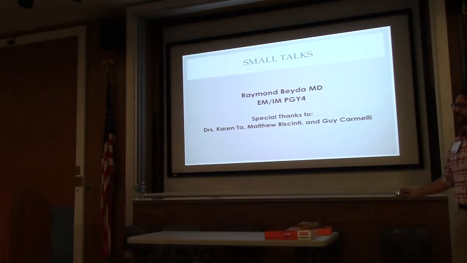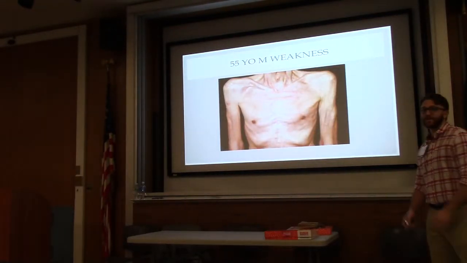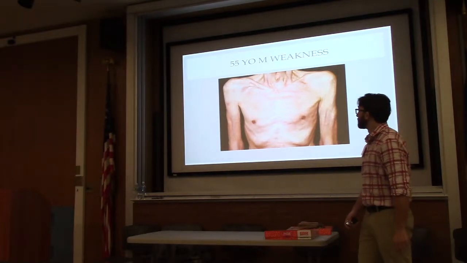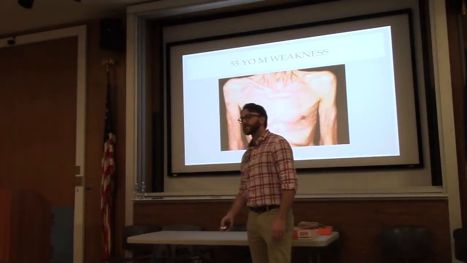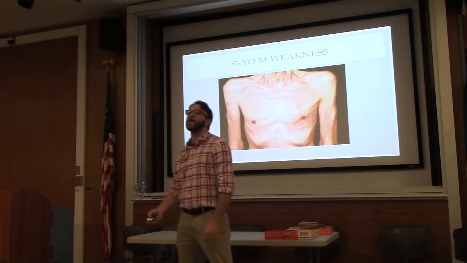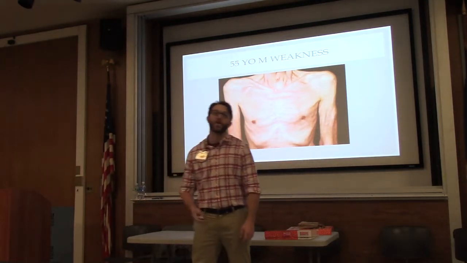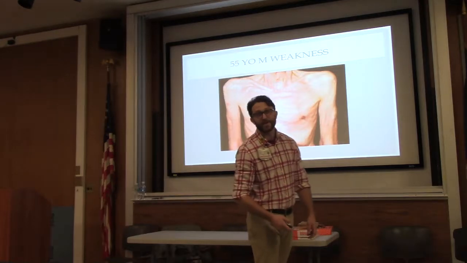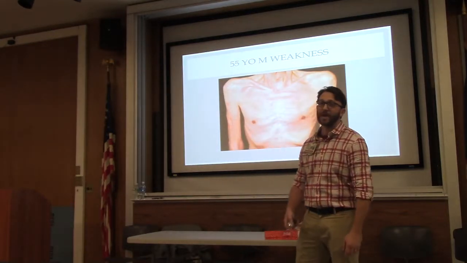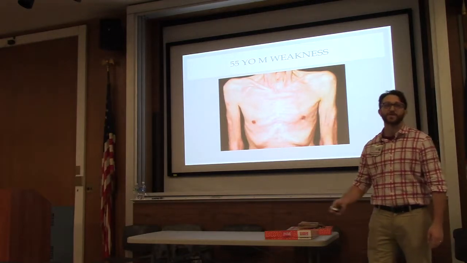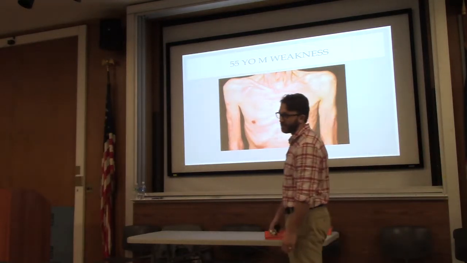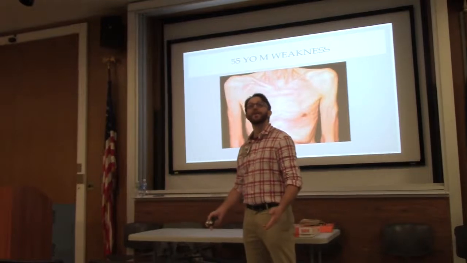I want to start out with a case, just to frame the context of the discussion. He's a 55-year-old male who's presenting with generalized weakness. He's got a history of chronic alcohol abuse, multiple admissions for dehydration, vomiting, gastritis, pancreatitis, weakness, alcohol withdrawal, seizures, intoxication, inability to ambulate. Does this sound familiar to you?